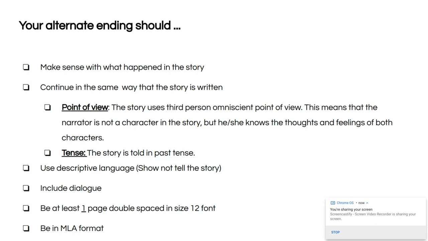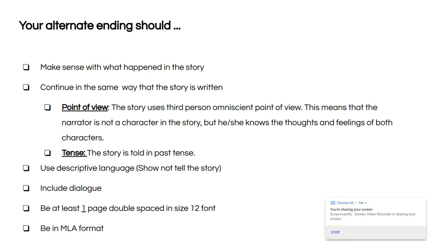The point of view of the story. So the point of view is third person omniscient. That means that the narrator is not a character in the story, but the narrator does know the thoughts and feelings of both characters. So make sure it's in third person. And the tense, the story is told in past tense. So go back and check your verbs and make sure that everything's in the past tense. Obviously, if there's dialogue, what the character is saying is in the present tense.